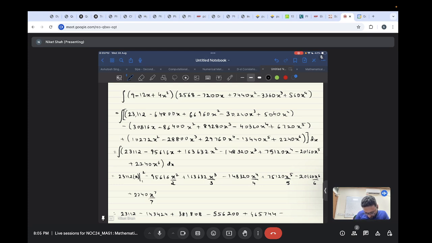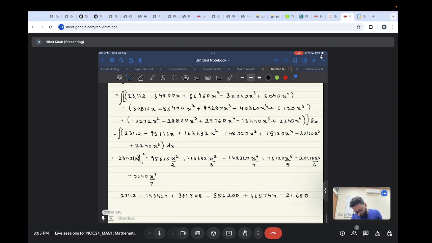the sixth term: 20160 divided by 6 multiplied by 2 power 6 is 64 minus 1, which is 63. That gives 211680, plus 2240 divided by 7 multiplied by 128 minus 1, 127, plus 40640.